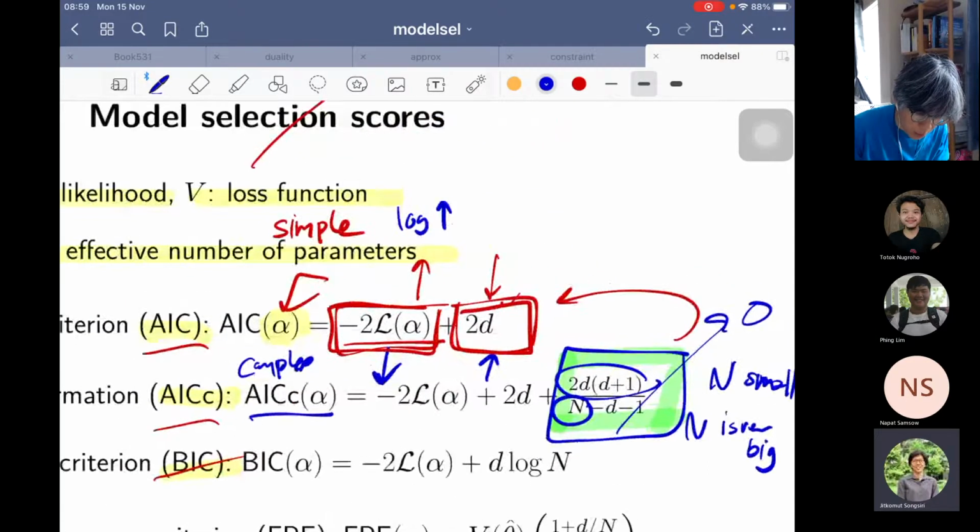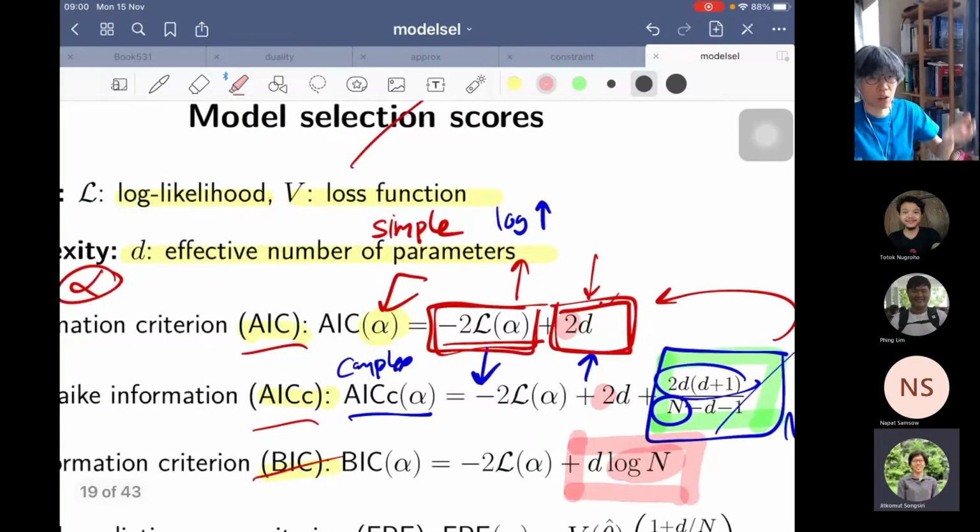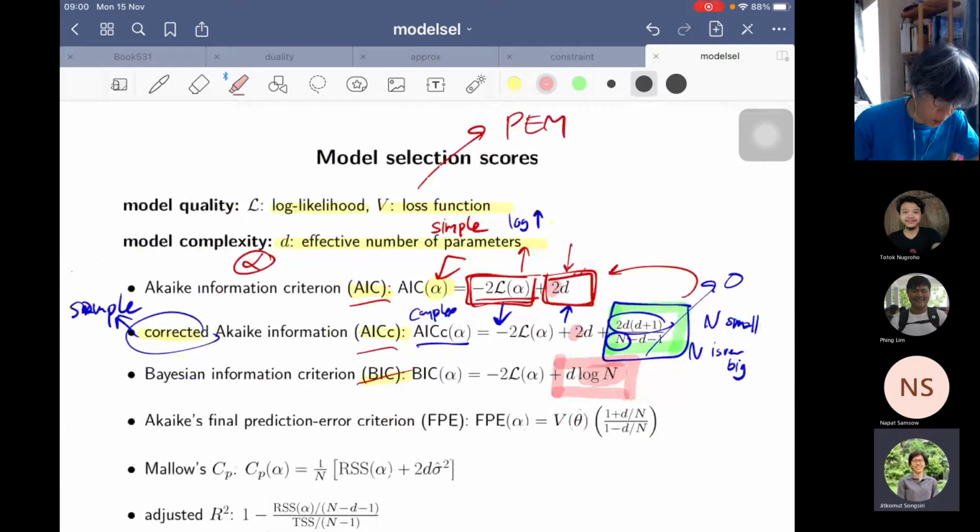For BIC, what's the difference from the first two scores? The model complexity term is d times log n. Instead of the factor 2 here, it has the factor of log big N. So all these three scores have the common ground that they trade off between model quality and model complexity. The first three scores are based on the log likelihood function in the first term to indicate model quality.